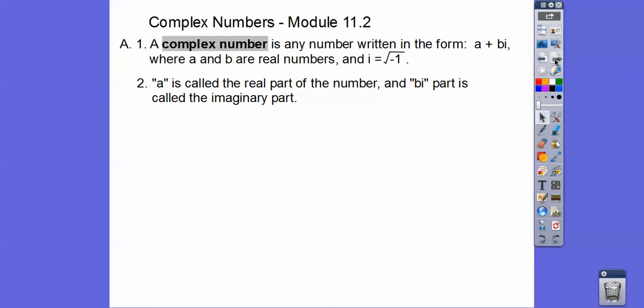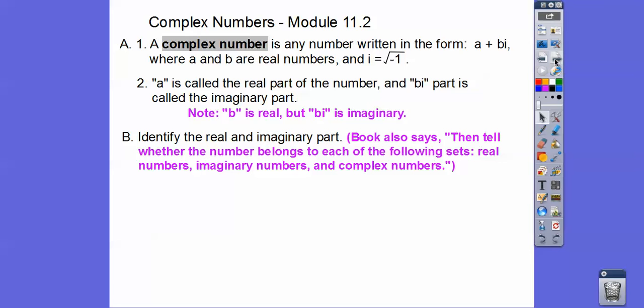And you're thinking, well, duh, and this lesson's kind of like that. So b is real, but the bi part is the imaginary. Remember, you don't have to write down the purple stuff if you are in my class. So identify the real and the imaginary part. And the book also adds on there, then tell whether the number belongs to each of the following sets, whether they're real numbers, imaginary numbers, or complex numbers. I'm interested in just identifying the real part and the imaginary part.